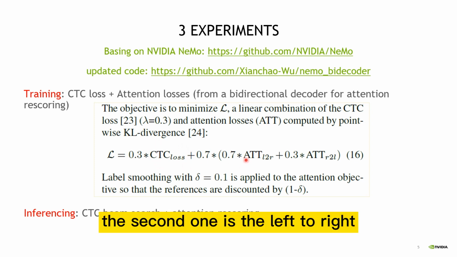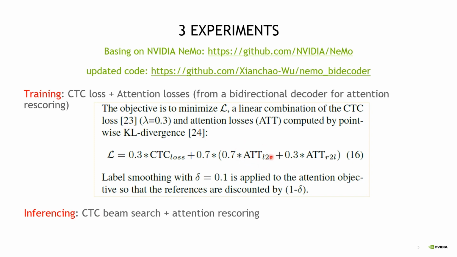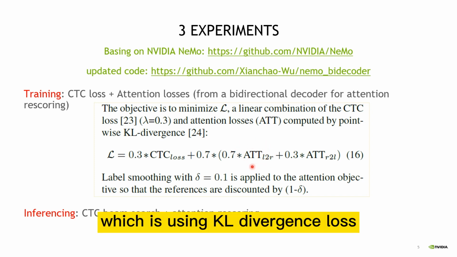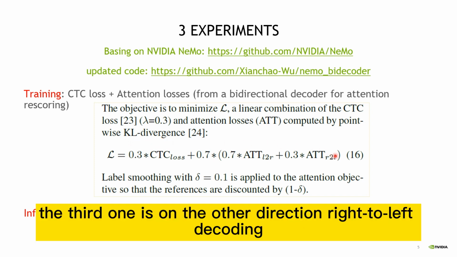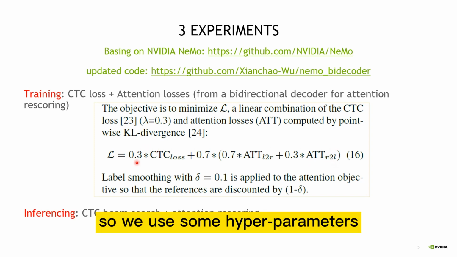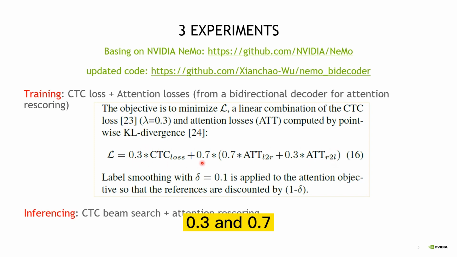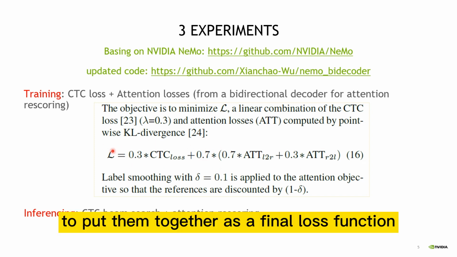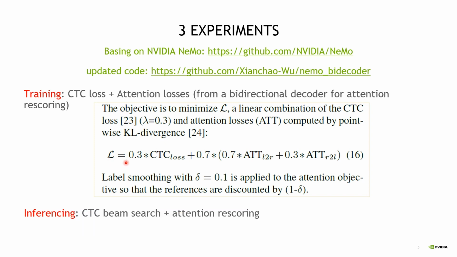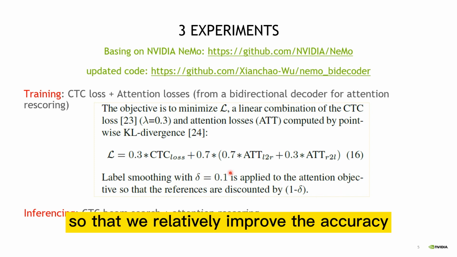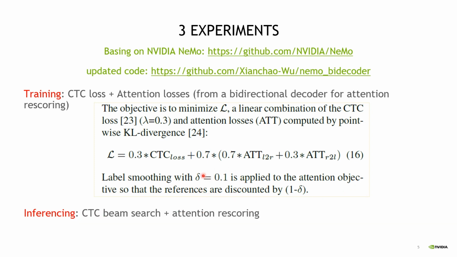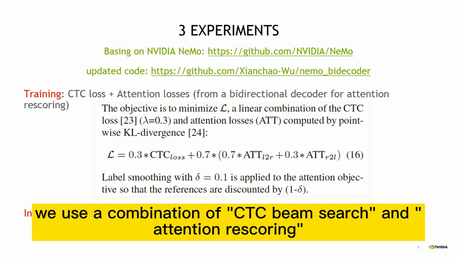The second one is the left to right transformer decoder's output, which is using KL divergence loss. Third one is on the other direction, right to left decoding. So we use some hyperparameter 0.3 and 0.7 to put them together as a final loss function. We also use label smoothing with delta to be 0.1 to the output, so that to relatively improve the accuracy. So during inference, we use a combination of CTC beam search and attention rescoring.